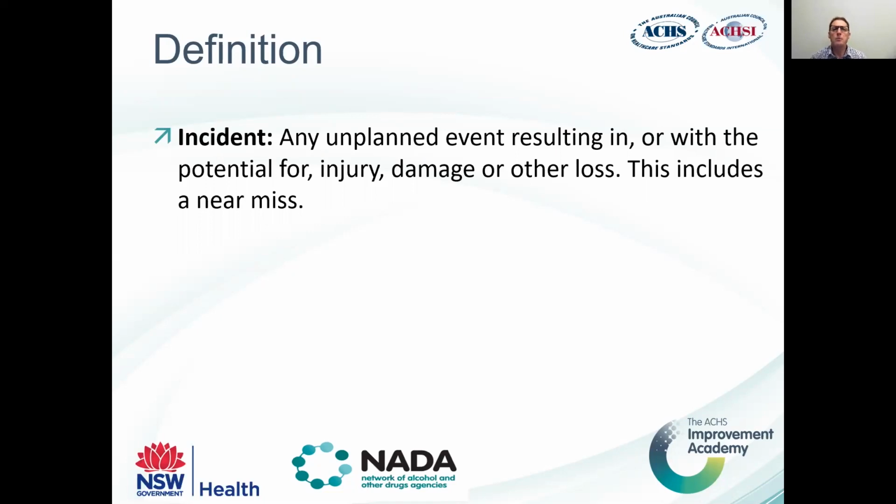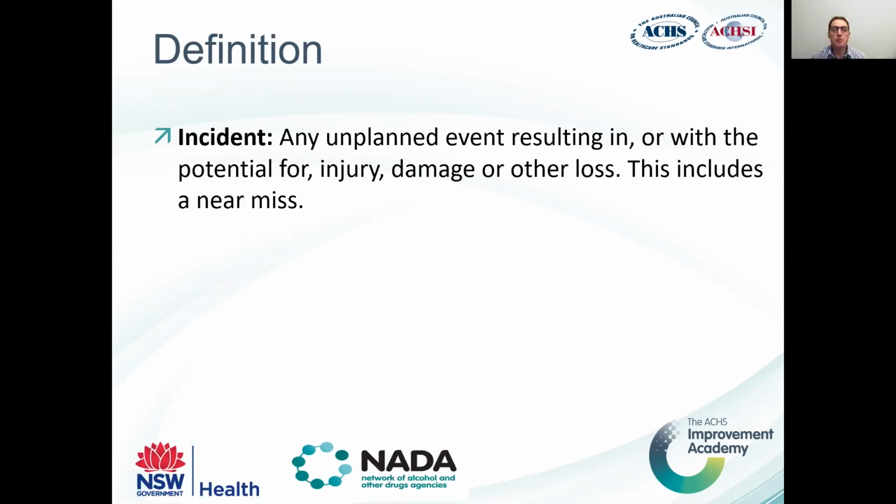And that's important because let's take the first bit. It's an unplanned event resulting in an injury, let's say. So that implies there's harm. And if we just use the client example, there's harm to a client, or an injury to a client. But it also includes those incidents with the potential.